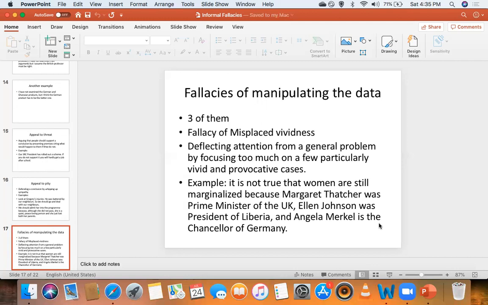First is the fallacy of misplaced vividness. If you say, for instance, that Africans are no longer marginalized because an African, Kofi Annan, was the Secretary General of the United Nations, so because of that, Africans are no longer marginalized, that's a fallacy of misplaced vividness.